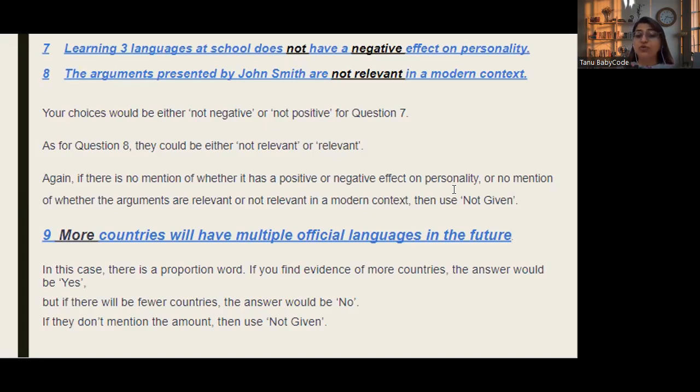Again, if there is no mention of any positive or negative effect on personality, or there is no mention of whether the arguments were relevant or not relevant, then you can use not given, right?